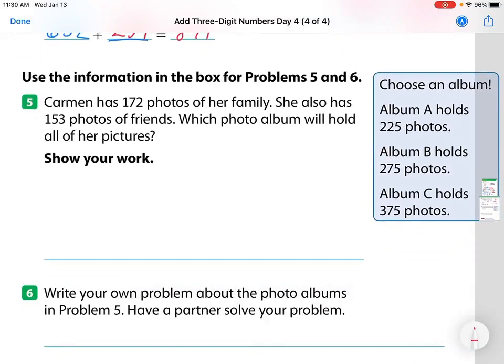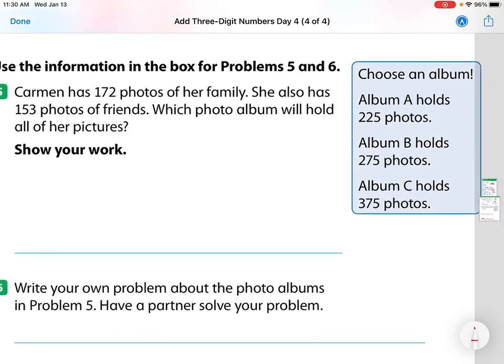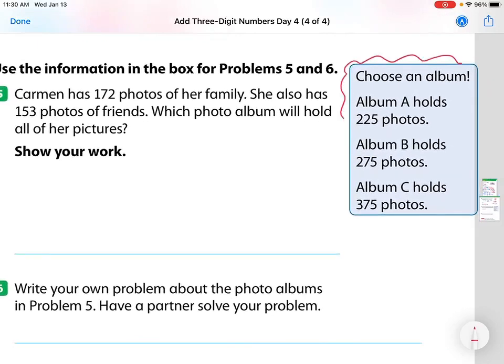Okay, let's read. It says use the information in the box for problems 5 and 6. So here's the box. All right, here we go. It says choose an album. Album A holds 225 photos. Album B holds 275 photos. And album C holds 375 photos.